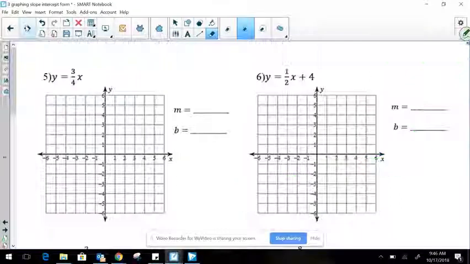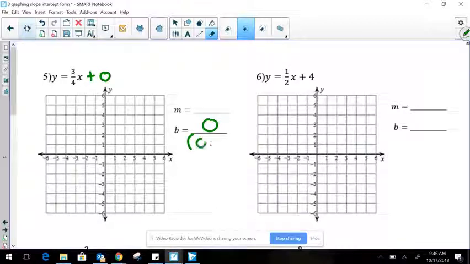All right, let's do one more. Number 5, we have y equals 3/4 x, and then that's it. So this is an issue because we don't have a y-intercept. If nothing's written there, you can write this in. Plus 0. That's the same thing. Okay, but they just didn't choose to write it. So my y-intercept is 0.